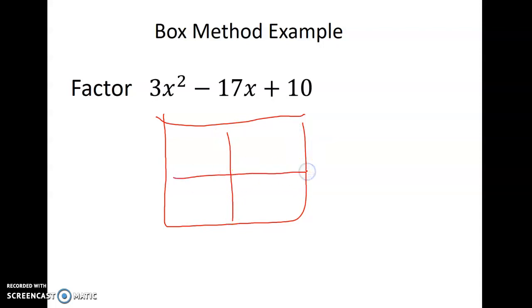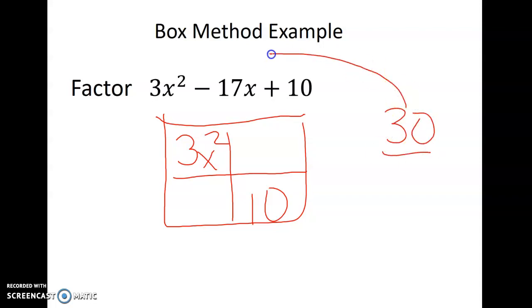My first term goes in the first box. My last term goes in the last box. Then I multiply the coefficients here. 3 times 10 is 30. I'm looking for the factors of 30 that add to be 17. And they are 2 and 15.